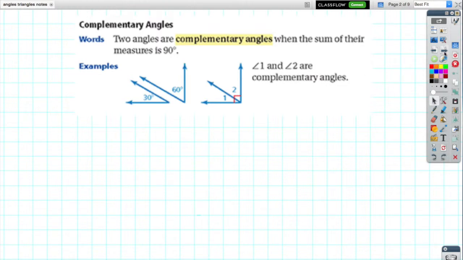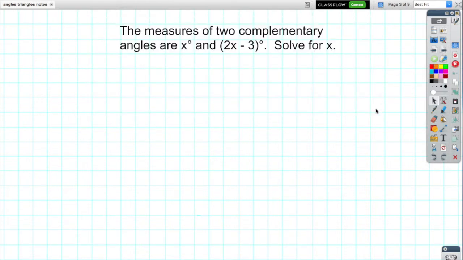All right, so here's where we might use that kind of information. Now let's see if I can draw this on this equipment. The measures of two complementary angles are x degrees and 2x minus 3 degrees. Solve for x. So in other words, they're telling us that these two angles add up to 90 degrees. So if I were to draw this picture, it would look something like this. And again, this is going to be a horrible picture. I'm using a tablet, and it's a little hard to write.